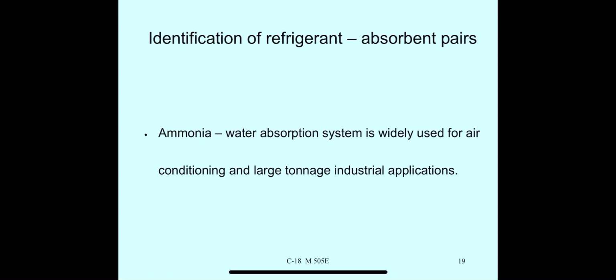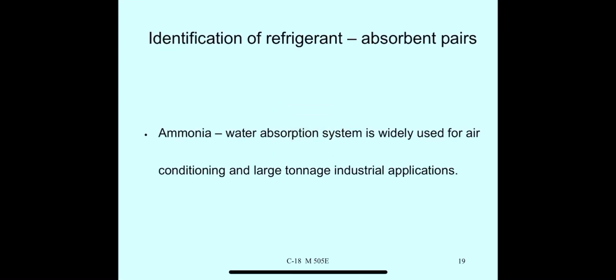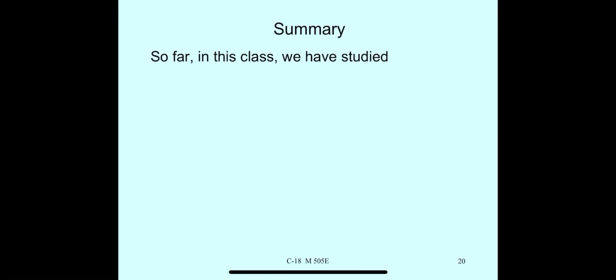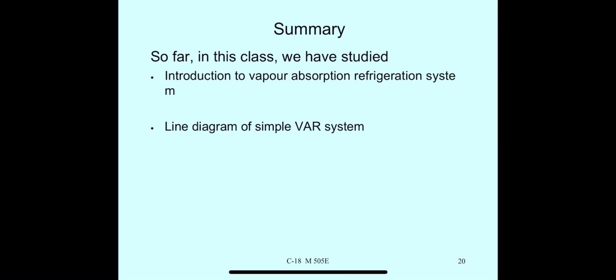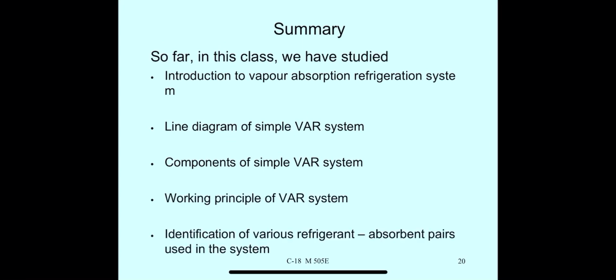Ammonia water absorption system is widely used for air conditioning and large tonnage industrial applications. So normally we use the ammonia water absorption system, and lithium bromide also. These are the vapor absorption refrigeration system processes: the line diagram of a simple vapor absorption refrigeration system, its components, its working principle, and the absorbent pairs used in the systems.